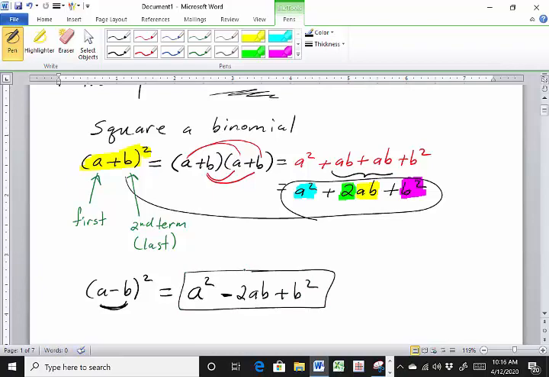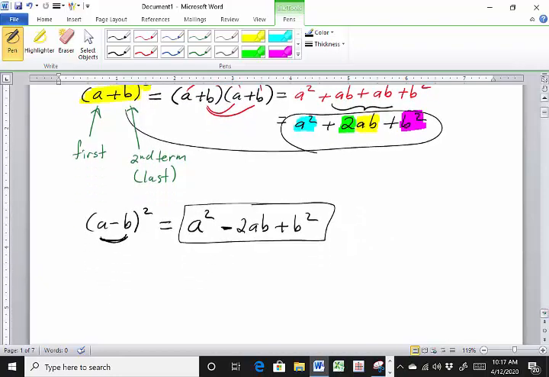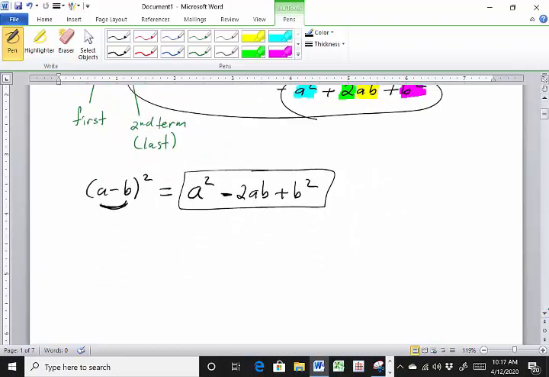Because what's going to happen is when you go to more advanced classes, a lot of times what I'll do is I'll just not go the longhand route. I'm just going to write down the answer. First term squared, multiply the two inside terms together, double it, and then square the last term. Okay? So let me write this out for you.